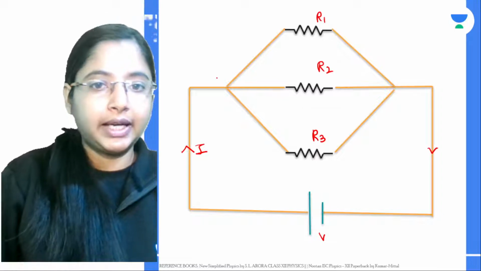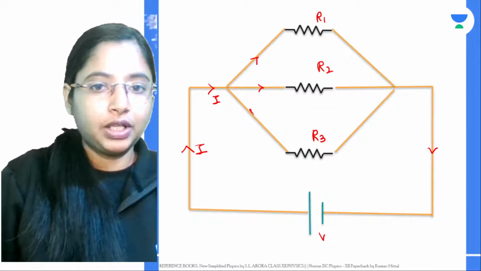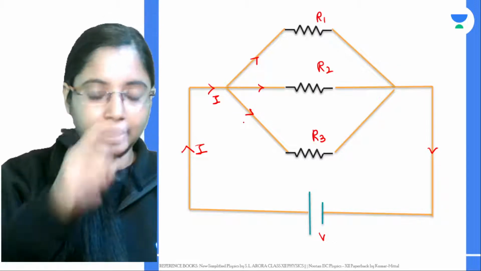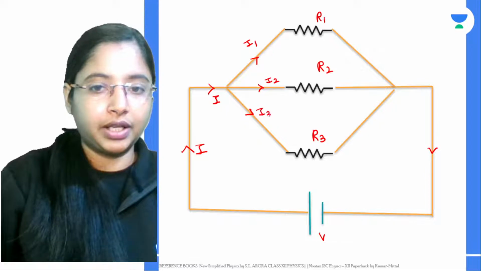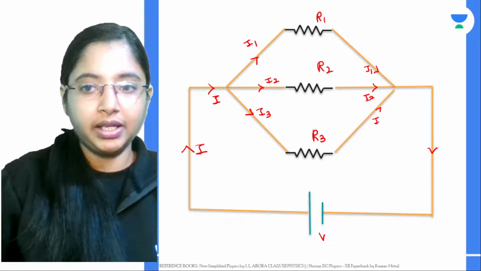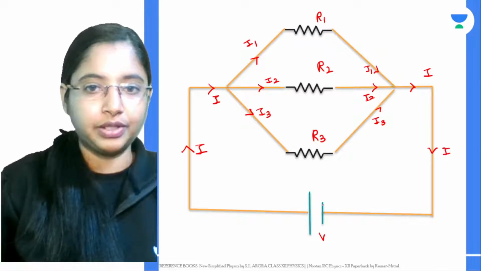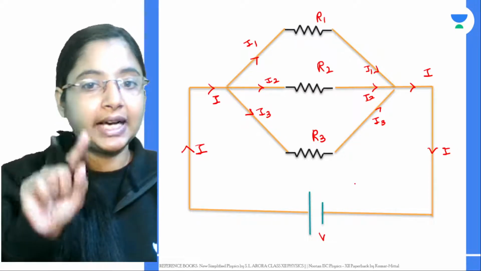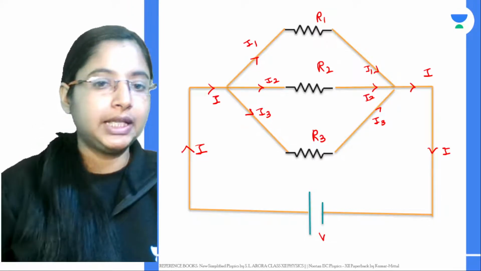But if you look at current, as the current I enters here, it gets split into all three branches. Different current flows through each. Current through these will be I1, I2 and I3. All of this current will again come back, this is again I1, I2 and I3, and at this junction, as it joins and comes out, all this current gets added up and current I flows back into the circuit again. So in this case, current through the circuit changes, but the potential difference remains the same.